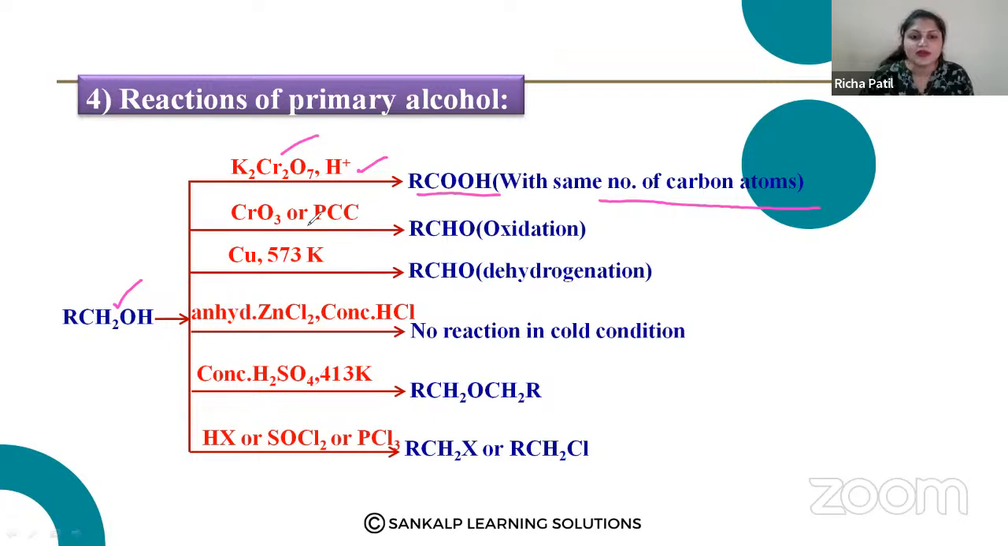Second is with CrO3 or PCC. What do you yield? It is undergoing oxidation. It will form aldehyde. So alcohol is converted into aldehyde using PCC or CrO3.